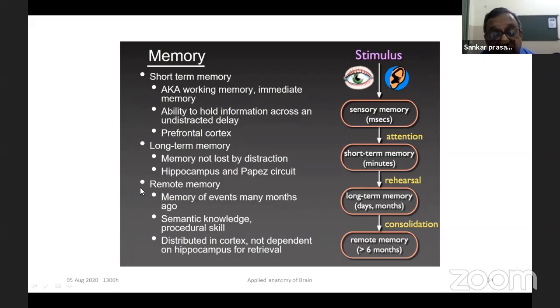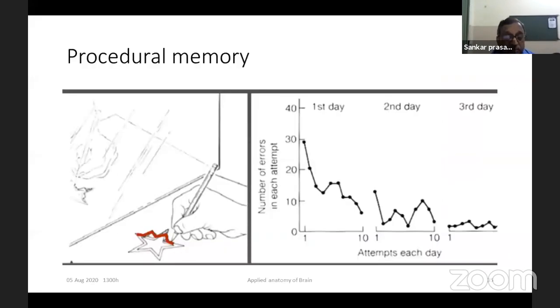You develop semantic knowledge about the facts of the world, and you develop procedural skills, and this is distributed in the cortex, and its retrieval is not dependent on the hippocampus. That's the most important. So some of the important aspects of memory we touched on are short-term memory, long-term memory, and remote memory. The one thing I wanted to stress is procedural memory.